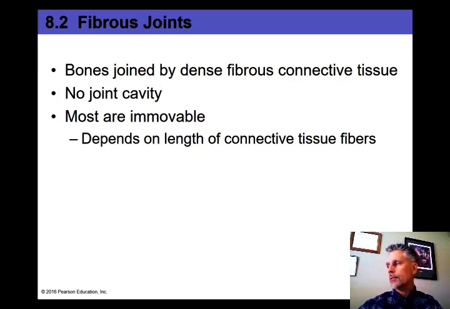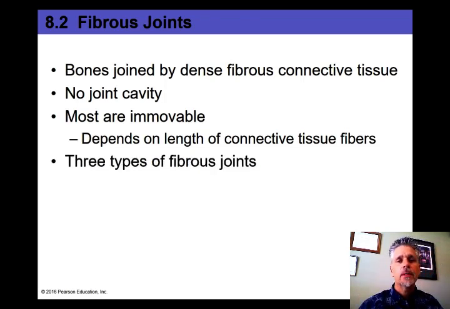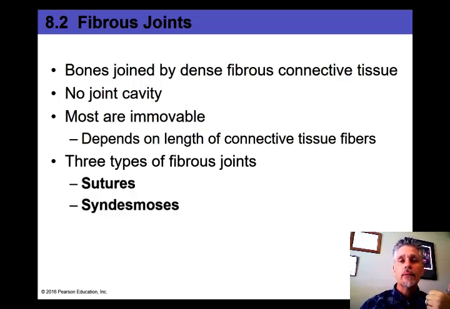Starting off with fibrous. If we look at fibrous, what we find is we have fibrous connective tissue holding them together. That kind of makes sense, right? So when we look at that, there's no joint cavity, and most of these are going to be immovable, right? They're basically like stitched together. So there are three different types of fibrous joints. We have sutures, we have syndesmoses, and we have gomphoses.